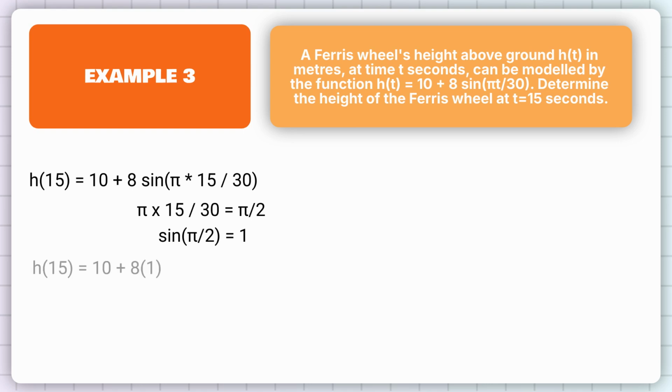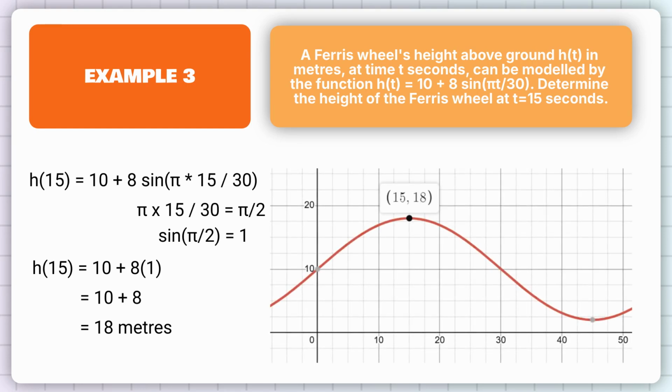So, h(15) is equal to 10 plus 8 multiplied by 1. This is equal to 10 plus 8, which is equal to 18 meters. So, at t = 15 seconds, the Ferris wheel is 18 meters above the ground. A graph can help us visualize this more clearly.